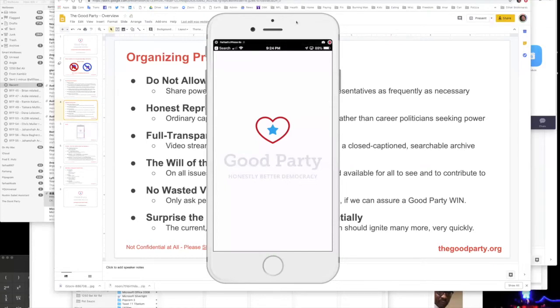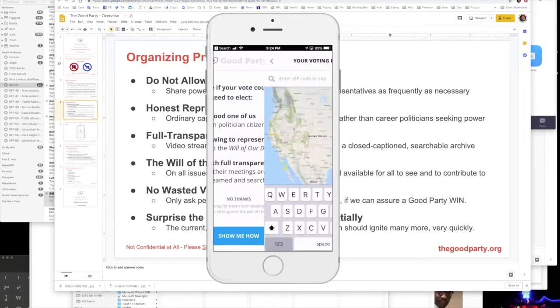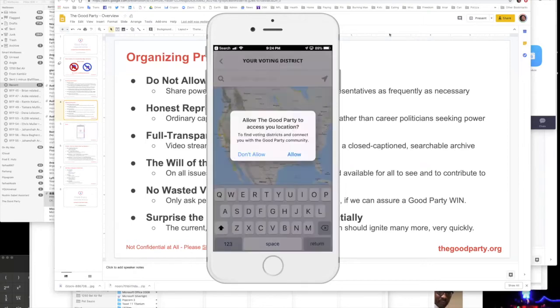Okay, so here we go with the Good Party. I'll just walk you through the app, and then we can discuss a little bit. So that magically your vote could be guaranteed to elect one of us, allowing us to represent you with full transparency. Hopefully a lot of people will say not 'no thanks,' but 'yes, show me how.' We figure out where they are.